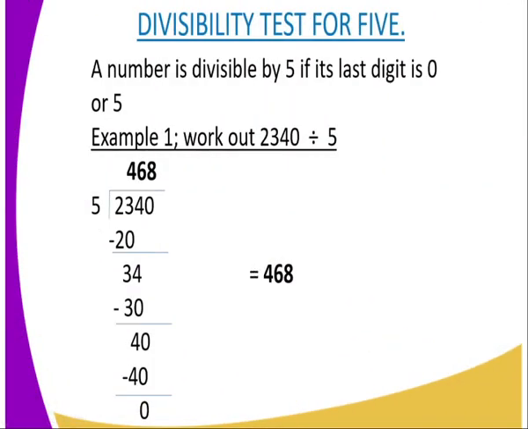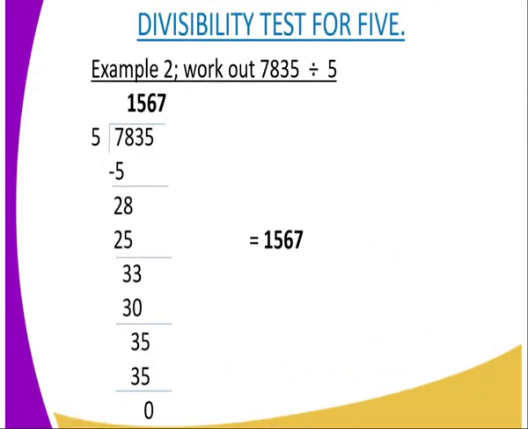We can now go to divisibility test for 5, whereby we can say a number is divisible by 5 if its last digit is 0 or 5. For example, we are required to work out whether 2340 is divisible by 5. When you divide this one by long method, you are going to get 468. But remember, we have said that a number is divisible by 5 if its last digit is 0 or 5. In our number, which is 2340, our last digit is 0. So automatically the number is divisible by 5.